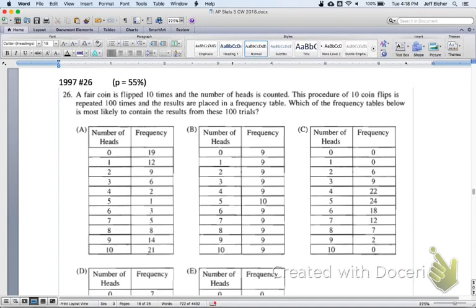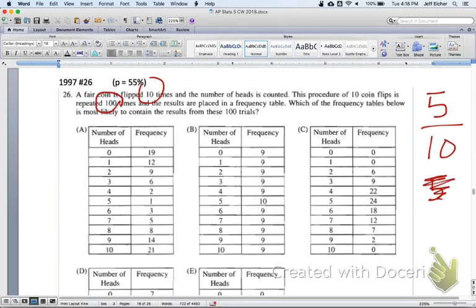Anyway, so let's see. We have a fair coin flipped 10 times and the number of heads is counted. This procedure of 10 coin flips is repeated 100 times and the results are placed in a frequency table. Which of the following frequency tables below is most likely to contain the results from these 100 trials? So in flipping a coin 10 times, we'd expect roughly about 5 out of 10 to be heads, right? 50%.